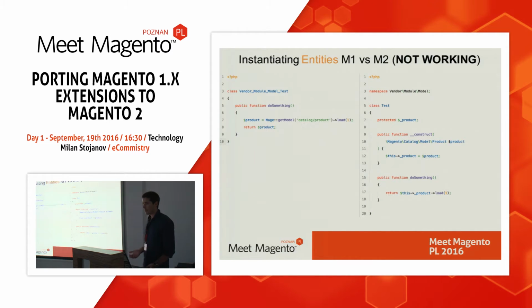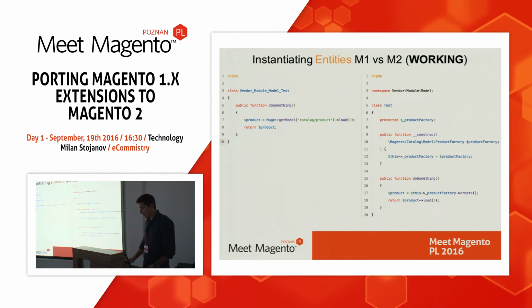Instead, in these cases, we use factories. A factory is a class that is named in the same way as the class that it instantiates, suffixed with the keyword Factory. So the working example of this would be, rather than instantiating Magento Catalog Model Product, we are going to request Magento Catalog Model Product Factory, and that class will be able to instantiate the product object.